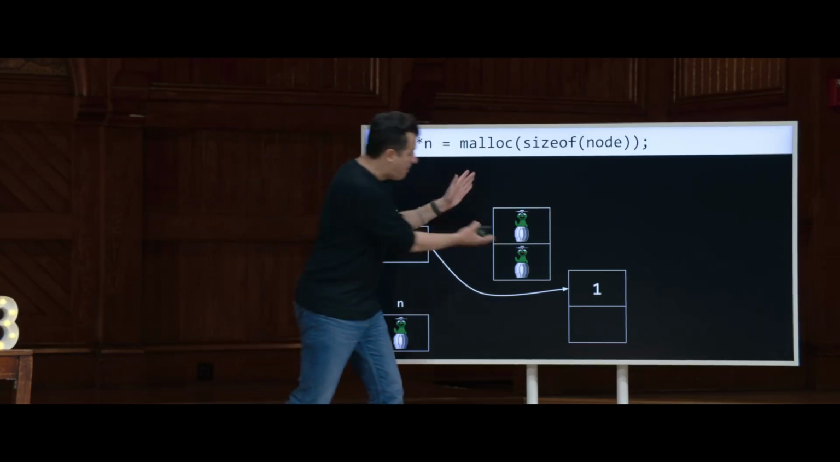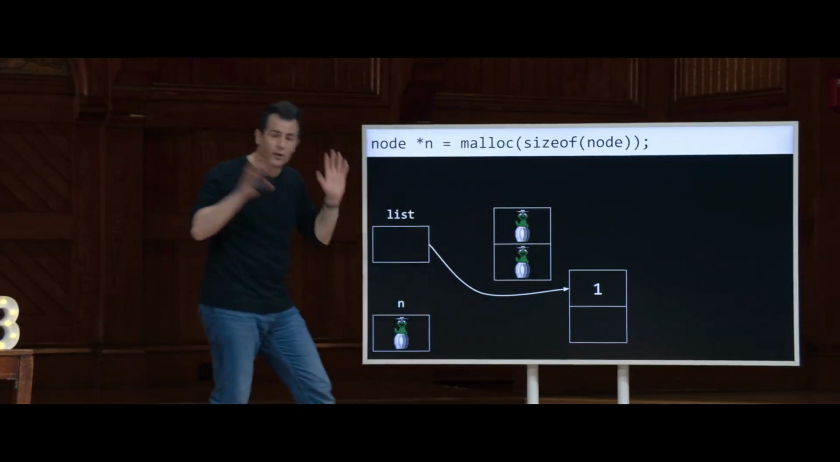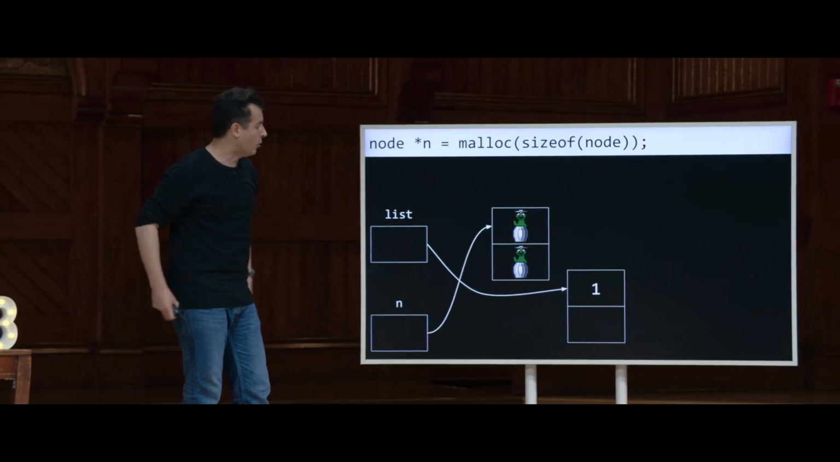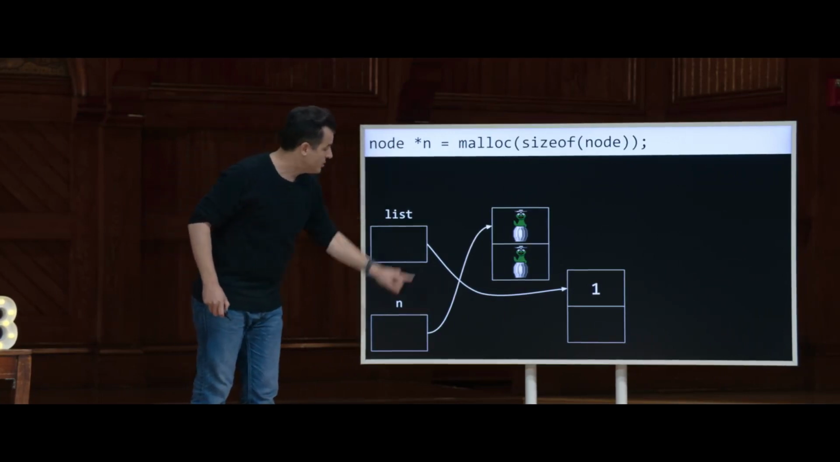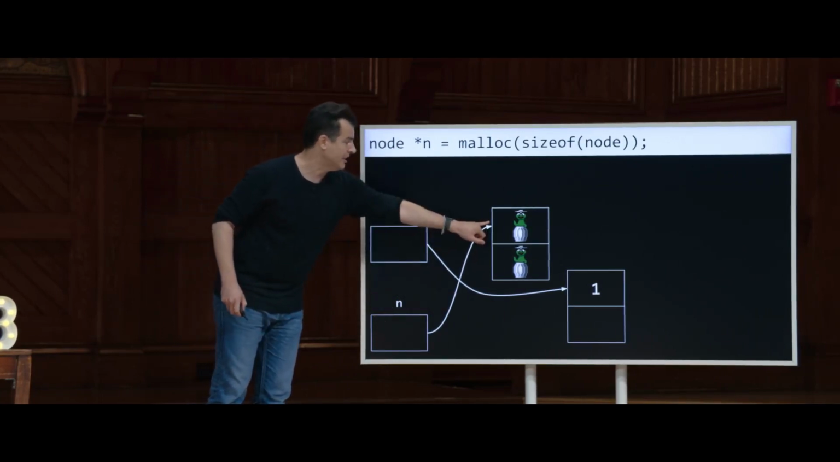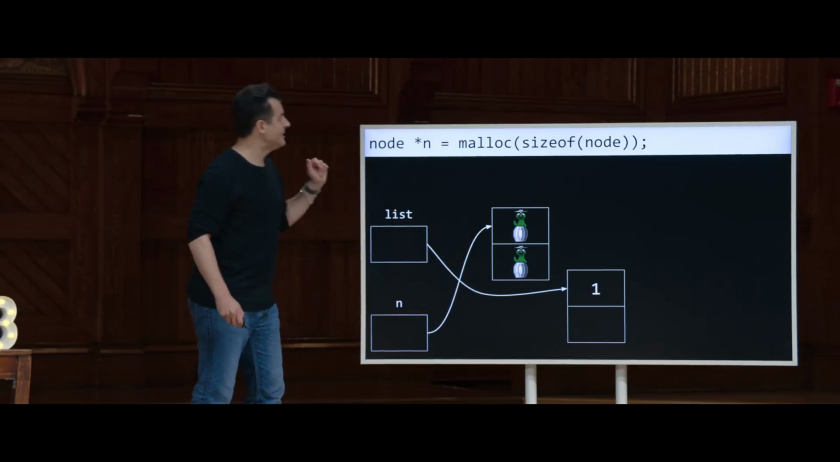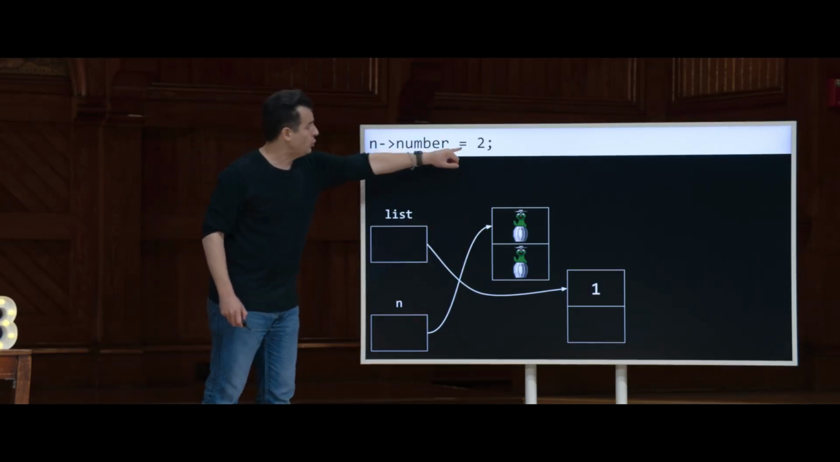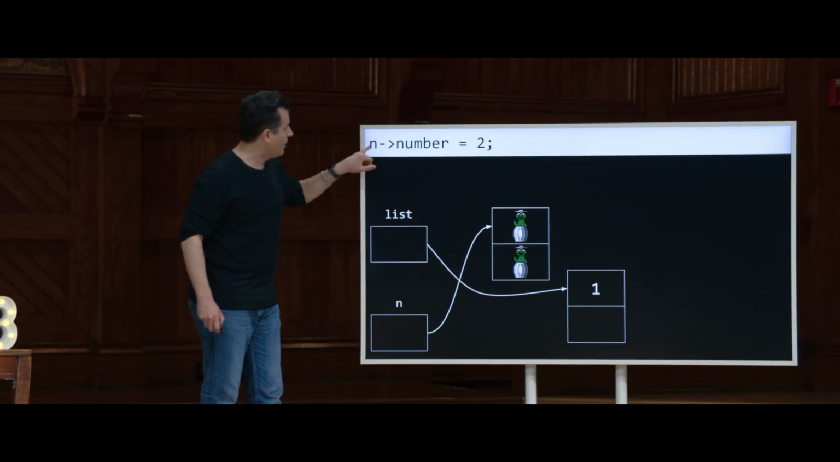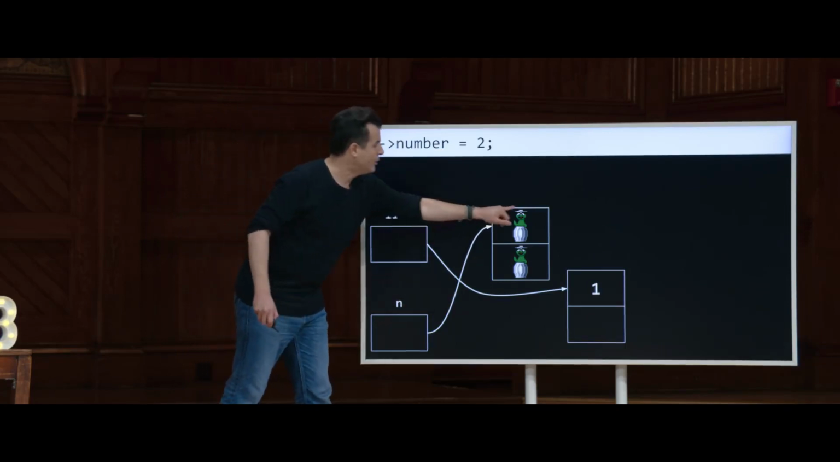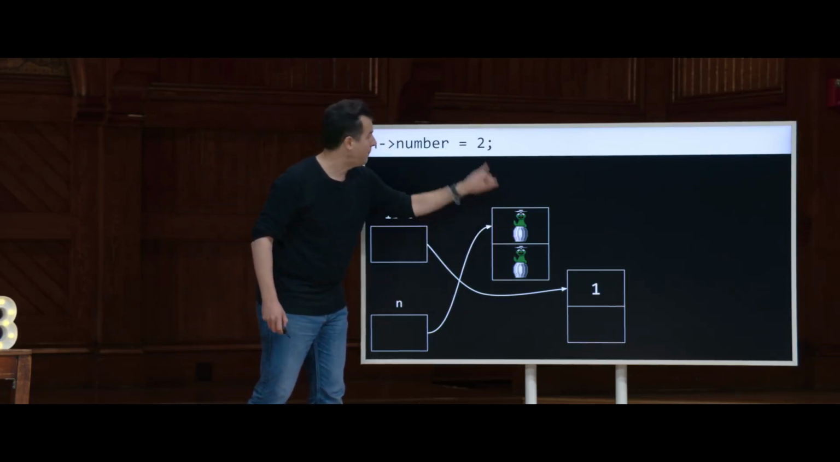Where could it be? I mean, I put it here. It could have been there. It could have been anywhere else. But malloc gets to decide that for us. N equals this just sets that temporary pointer equal to that chunk of memory. I should clean this up. How do I now put the number 2 into this node? Well, I start at n. I go there. I go to the number field, which I keep drawing on top, and I set it equal to 2.